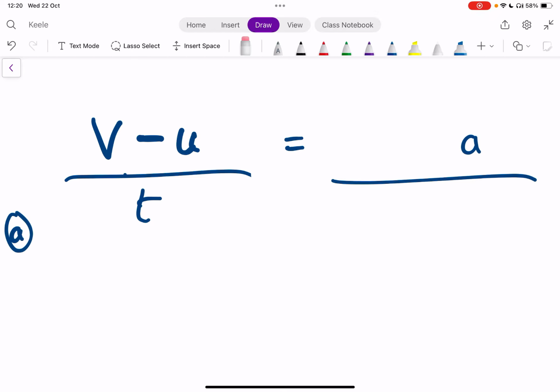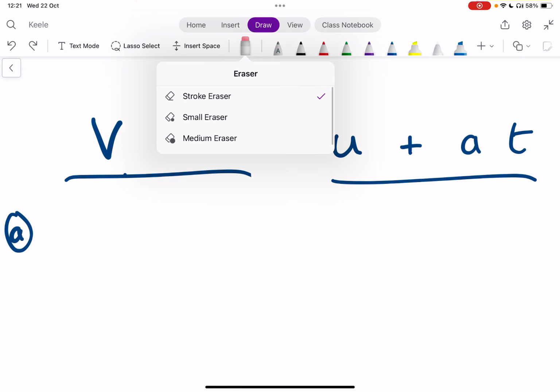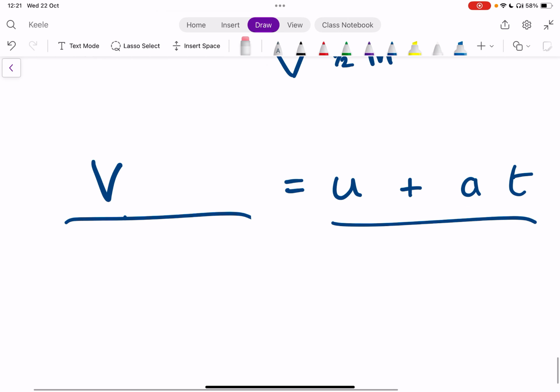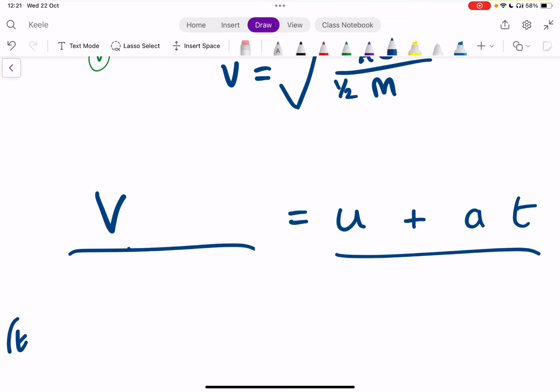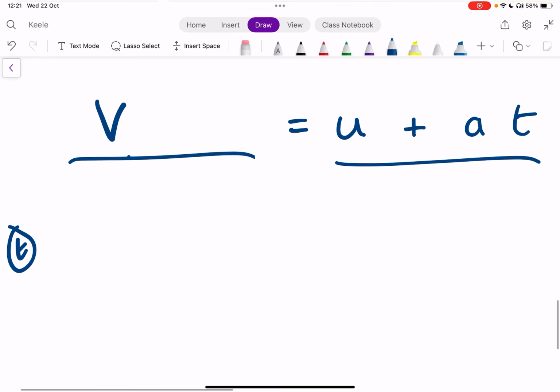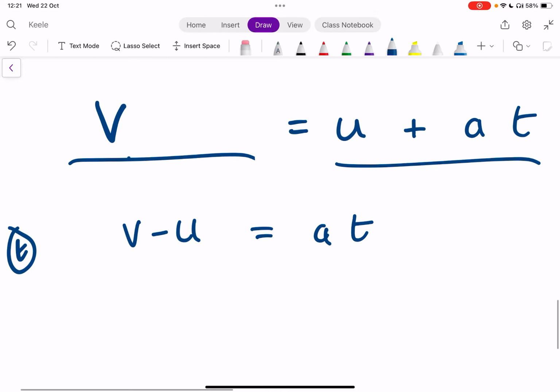You could do the same thing to get T if you wanted. Let's just put everything back. Beautiful. So if I wanted the T instead, although I advise you to just pause the video for a second, have a go at getting the T yourself. If I wanted the T, again, I tidy up, I move the U first. That becomes V minus U equals the AT.